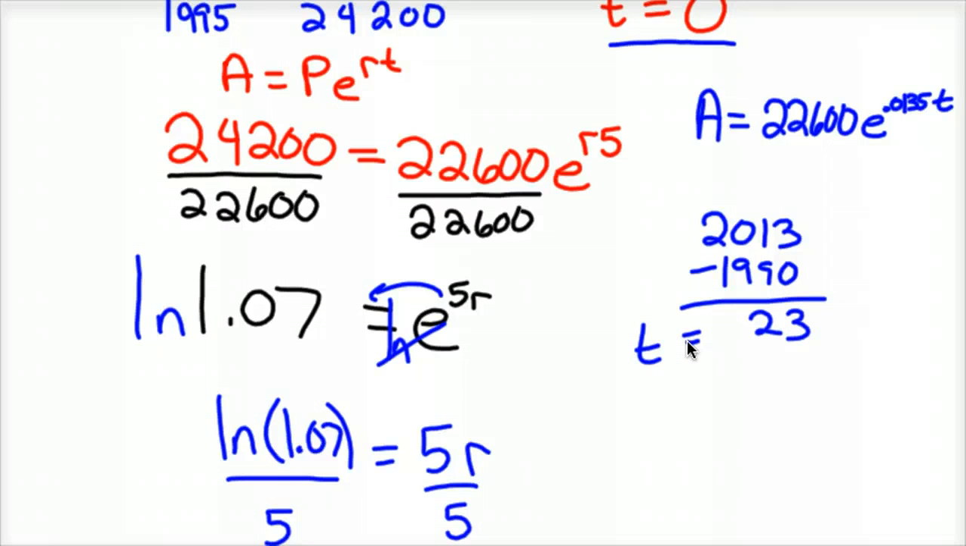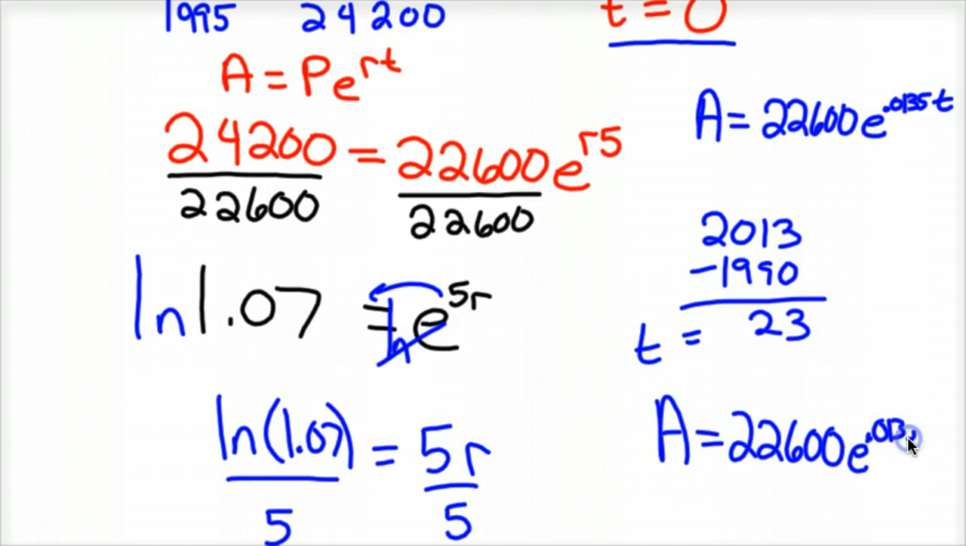So 2013 is 23 years after 1990. So our amount is going to be 22,600 e to the 0.0135 times 23. Oh, for goodness sakes.